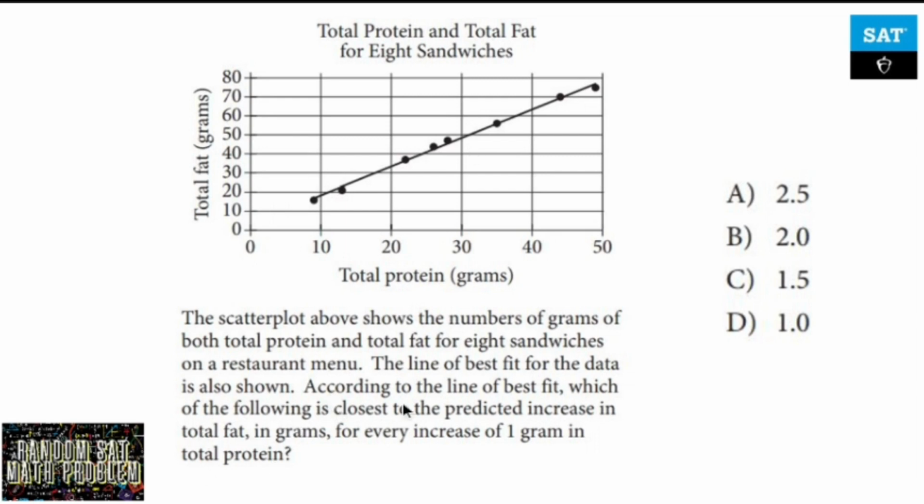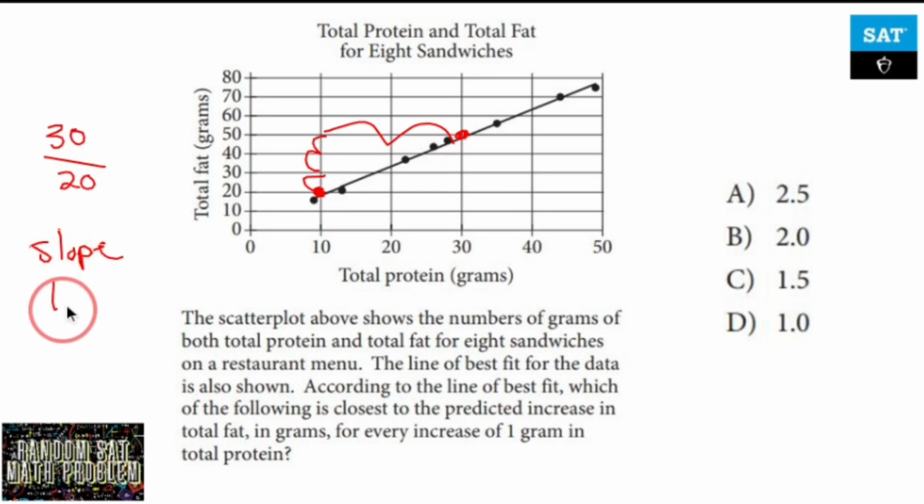I like it. According to the line of best fit, which of the following is closest to the predicted increase in total fat in grams for every increase of 1 gram in total protein? So let's try to find the slope here. And this is just a prediction, but these 2 dots right here look like they're going to give me the slope. I'm going to go with that. An increase of 10, because look at the sides, 20, 30. So my slope is 30 over 20, or 3 over 2, or 1.5.